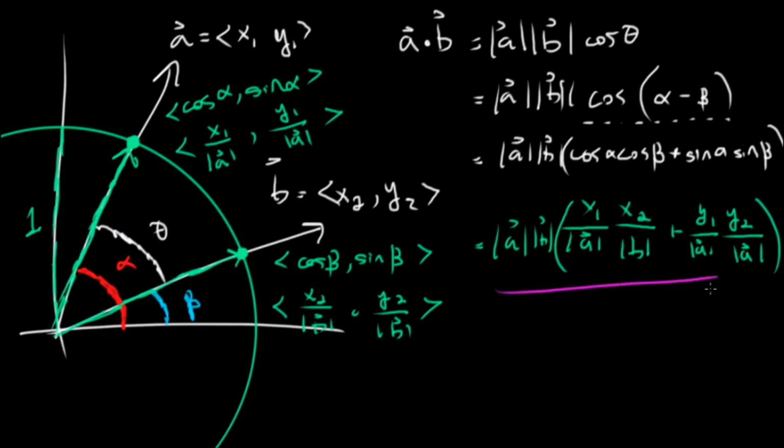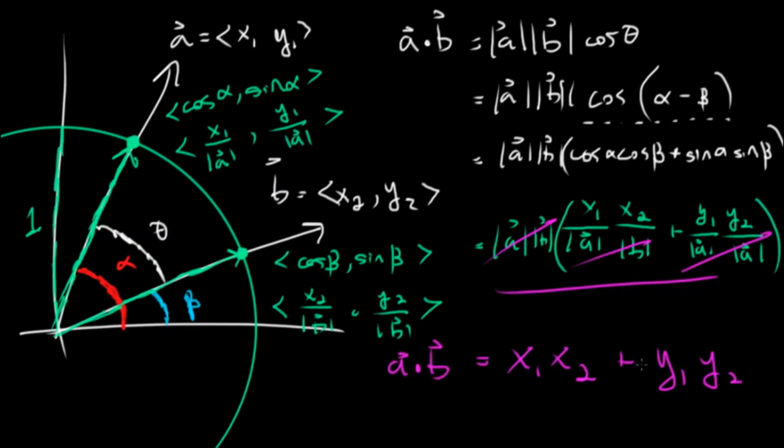There's the money move. Right? These magnitudes of A and B are going to cancel out those in the distribution process. Right? I'm going to be left with just x1, x2, plus y1, y2. We just figured out that the dot product of two vectors in their algebraic form is x1, x2 plus y1, y2. It's the product of the x components plus the product of the y components.